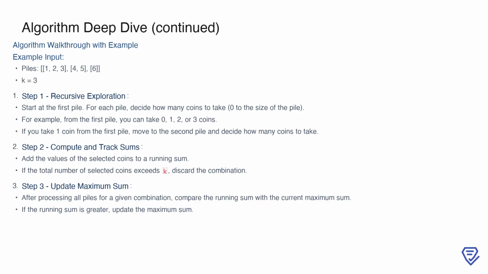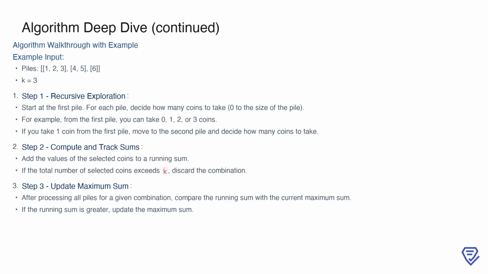Suppose we have 3 piles. The first pile contains coins with values 1, 2, 3, the second pile has 4, 5, and the third pile contains 6. We are allowed to select up to k equals 3 coins in total. The process begins with recursive exploration.